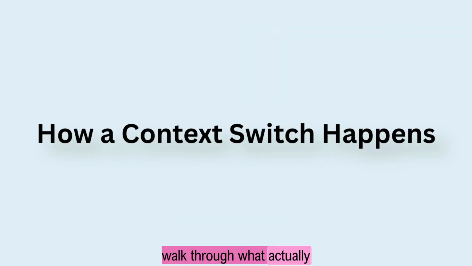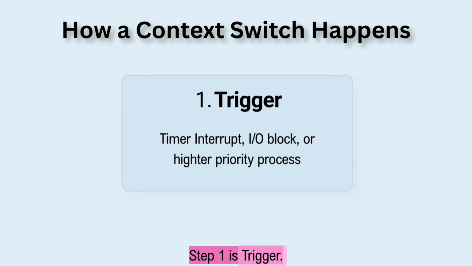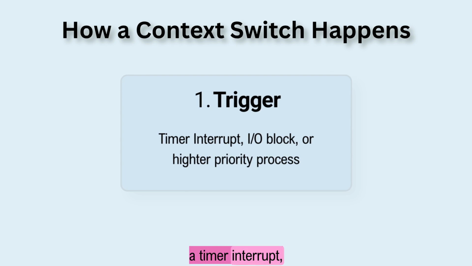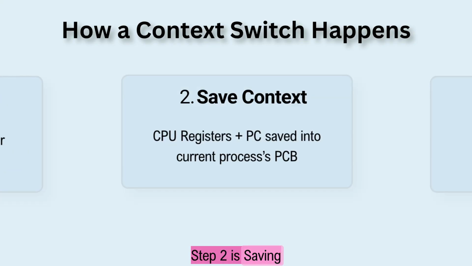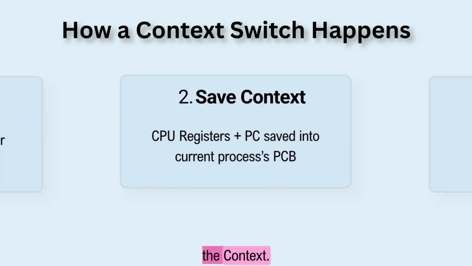Let's walk through what actually happens during a context switch step by step. Step 1 is the trigger. A trigger arrives. This could be a timer interrupt, like when the current process used its complete time slice, or it could be an IO block, the process called the read method and is now waiting on the disk, or a higher priority task arrived in the ready queue.